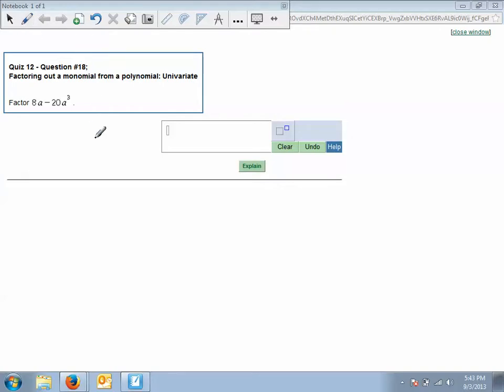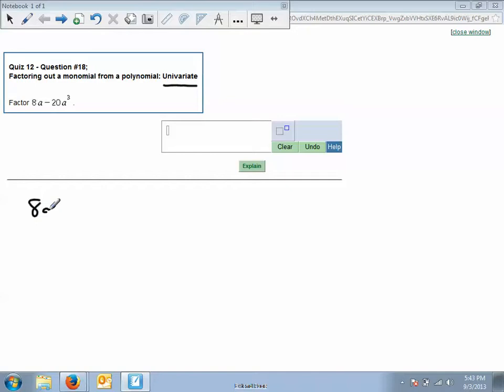This topic is called factoring out a monomial from a polynomial, univariate. So that means we're going to take this polynomial, which is univariate. Univariate means we have one variable. So in this case we have a. So we're going to take this polynomial and we're going to factor out a monomial. So we're going to factor out something that is just one term.